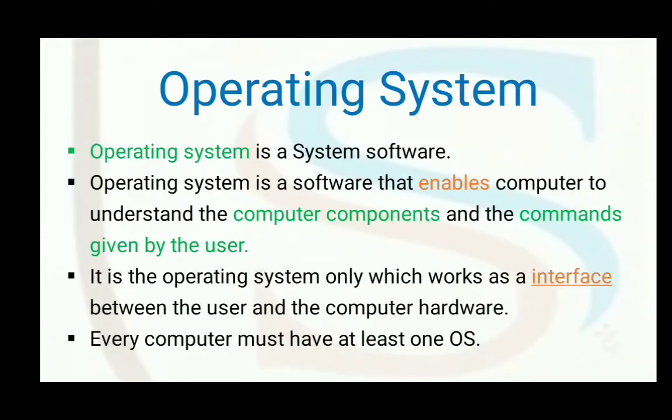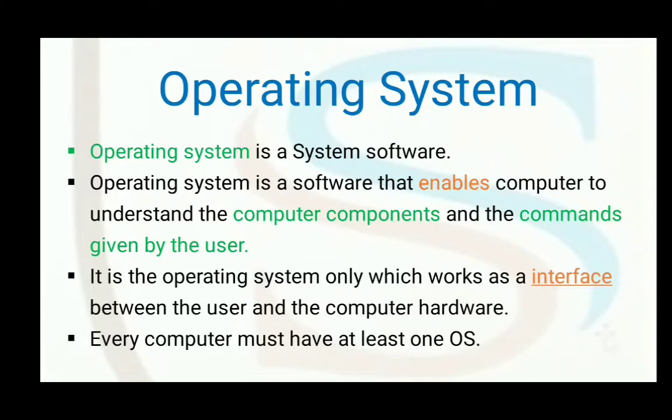Operating system is a system software. In the earlier chapter, we read about what a software is. Software is that part of a computer which we can see but we cannot touch or hold in our hand. So software was divided into two parts. One was the system software, the other was the application software. The system software is that software which is very much important for a computer. So let's see. An example of a system software is an operating system.